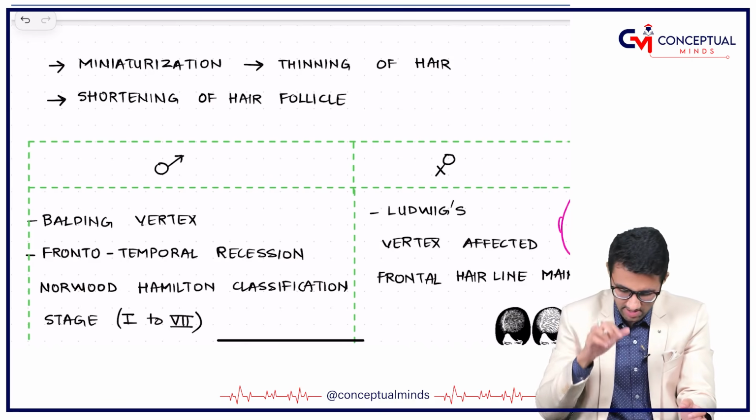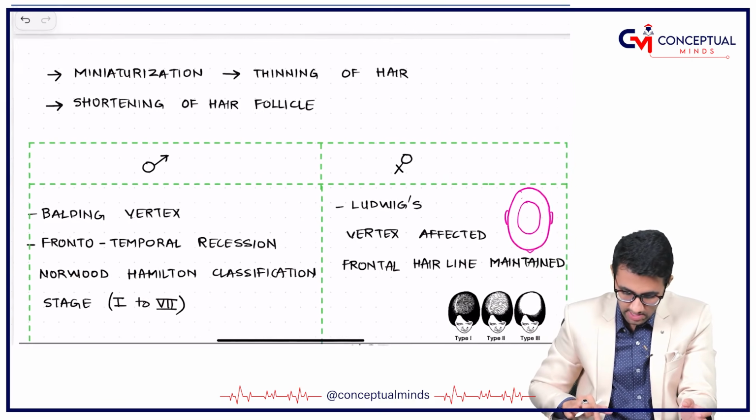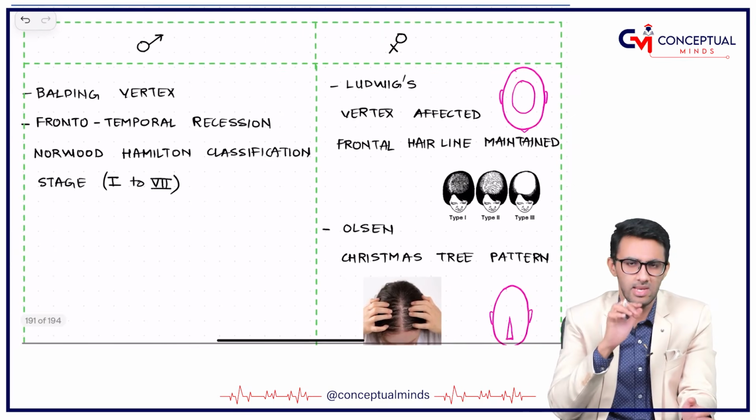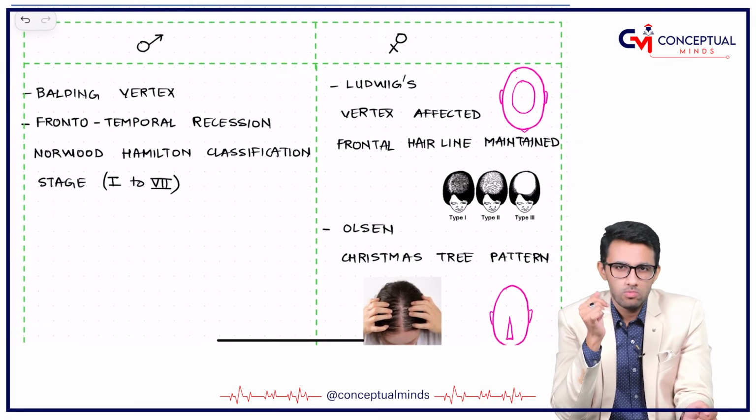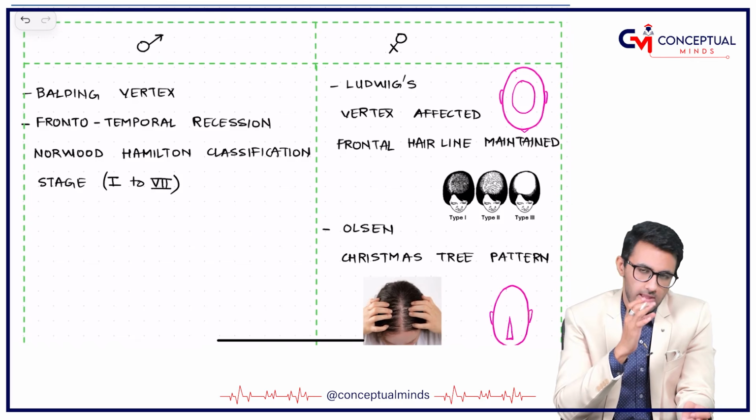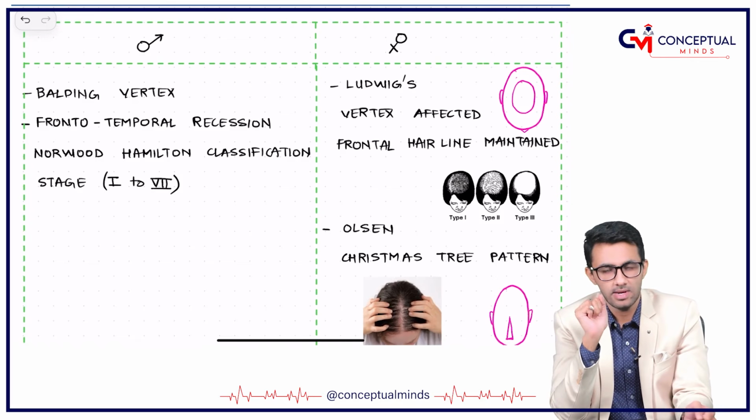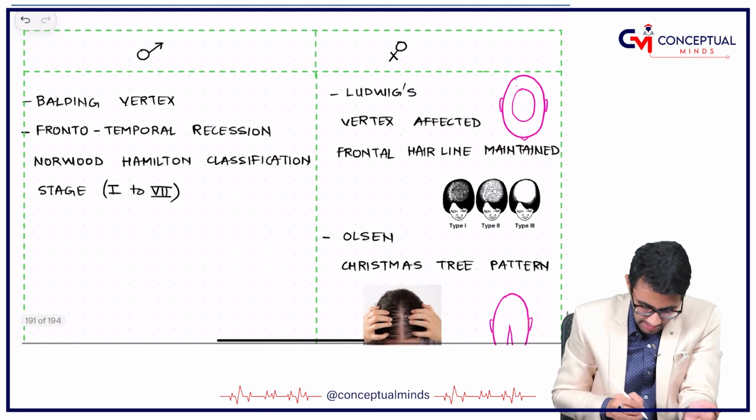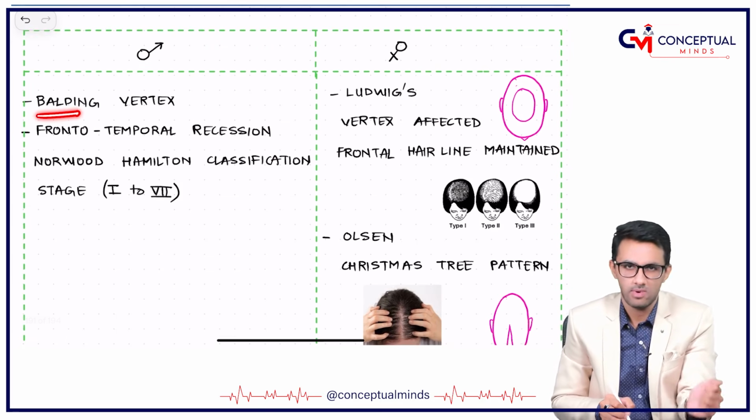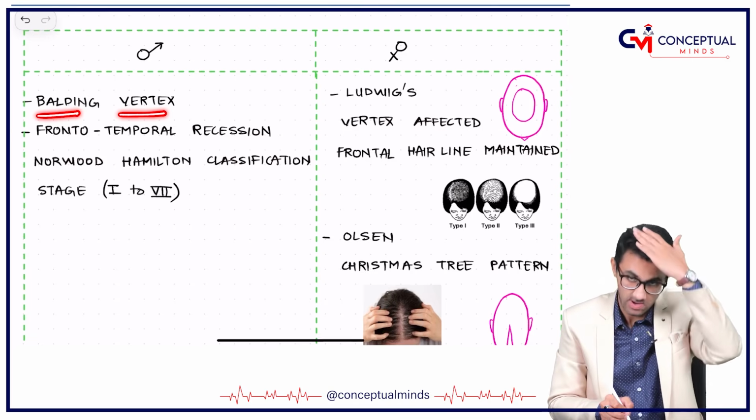But there are a lot of things that we can do about it, and especially now we have so much we can do about it. So let us start with it. What we can do in males, what we can do in females, we'll start with that. Over here we have balding. It starts from the vertex. Vertex is this part.